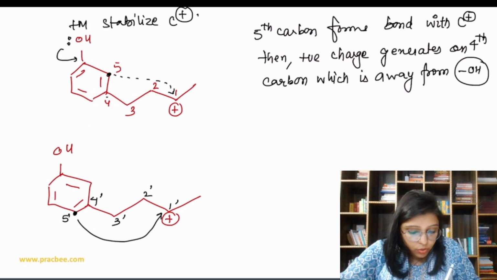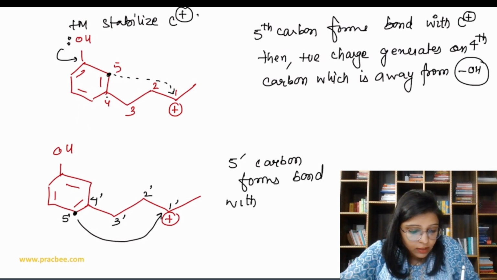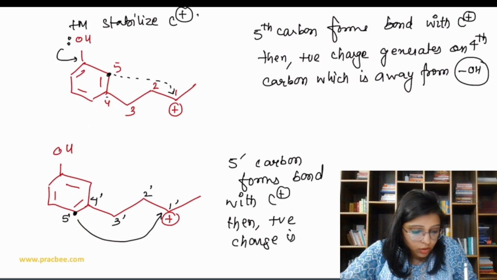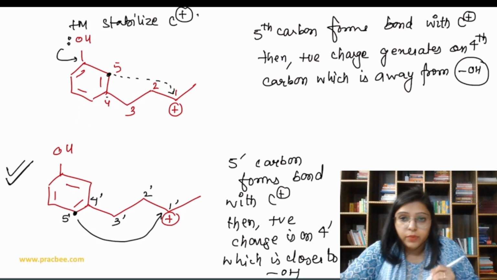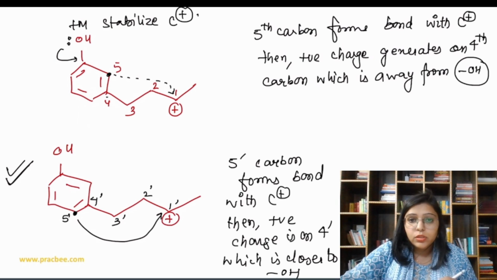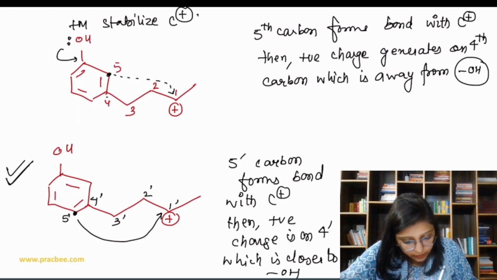Okay? So, if the 5 dash carbon forms a bond with the carbocation, then positive charge is on 4 dash, which is closer to OH. So this is going to happen, right? So this is going to happen. So let's form a ring.